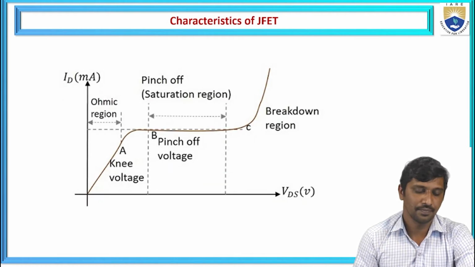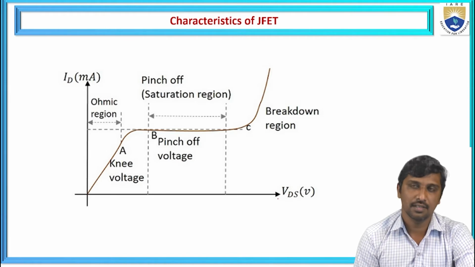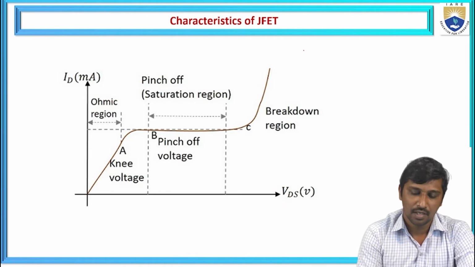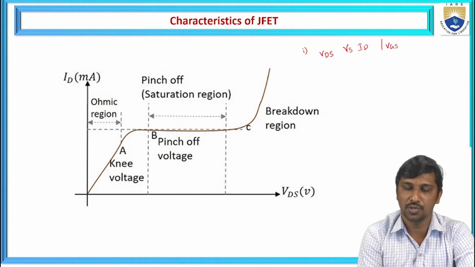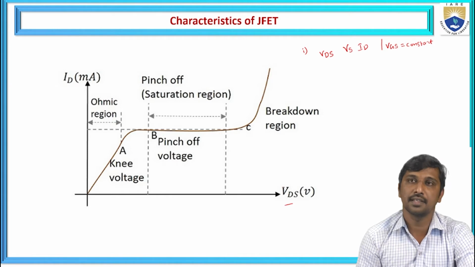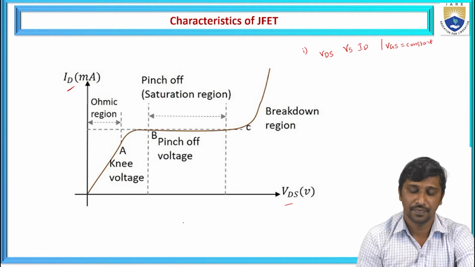Hence, let us consider, I am going to draw the characteristics of a JFET, and this is the drain characteristics or output characteristics. If you want to plot the drain characteristics, it is the VDS, the drain to source biasing voltage, versus the drain current, keeping VGS, the gate to source voltage, constant. Let us consider the x-axis is represented as the drain to source voltage and the y-axis is represented as the drain current.